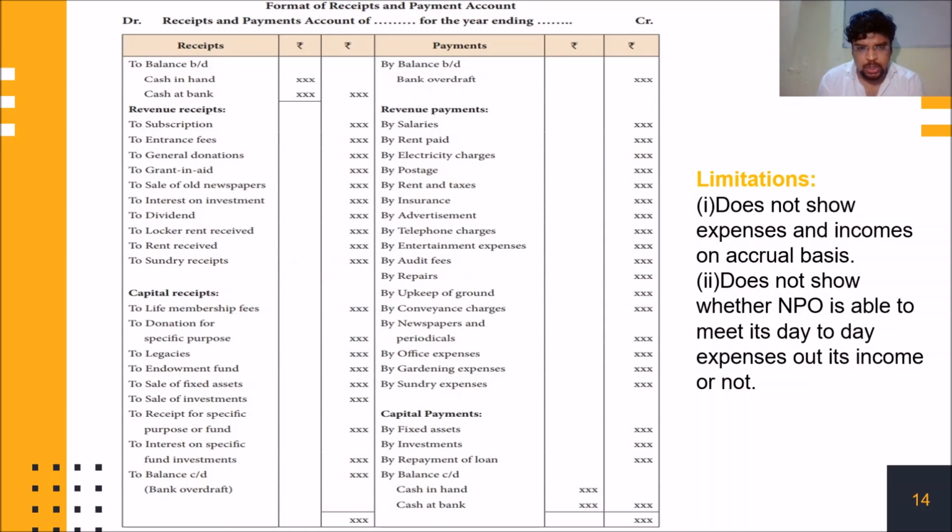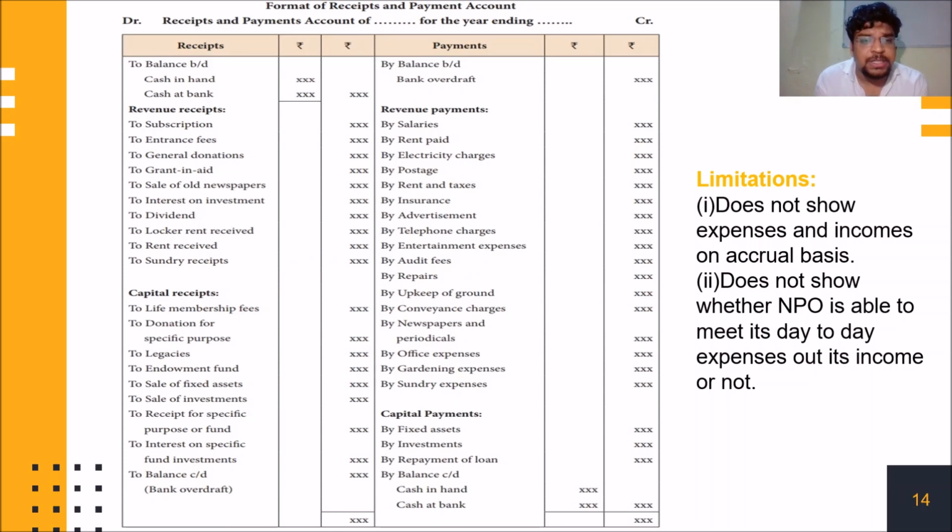So now let's talk about revenue payments. So salaries, rent paid, electricity charges, postage, rent and taxes, insurance, advertisement, telephone charges, entertainment expenses, audit fees, repairs, upkeep of ground, conveyance charges, newspapers and periodicals, office expenses, gardening expenses, sundry expenses. Mean all the expenses come here, but remember, of revenue payment.